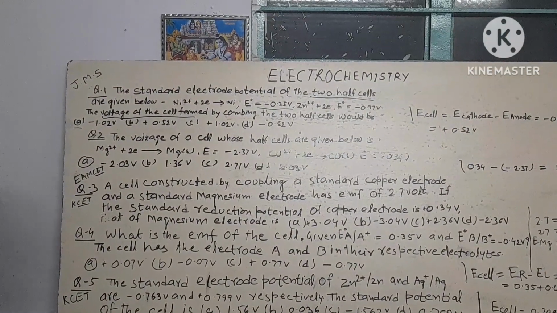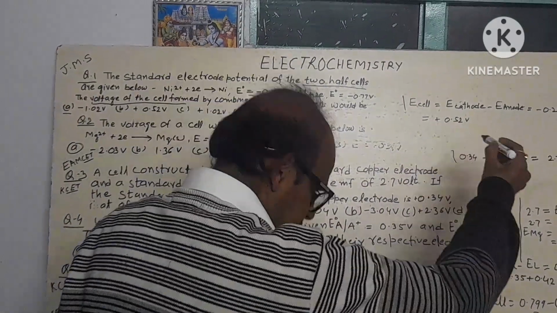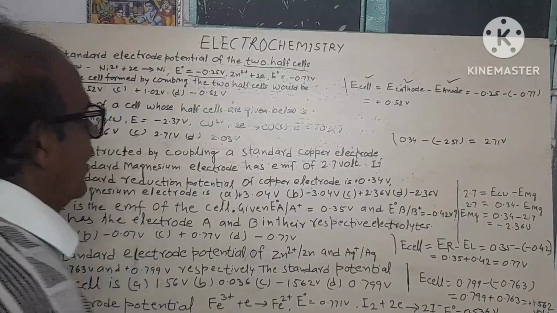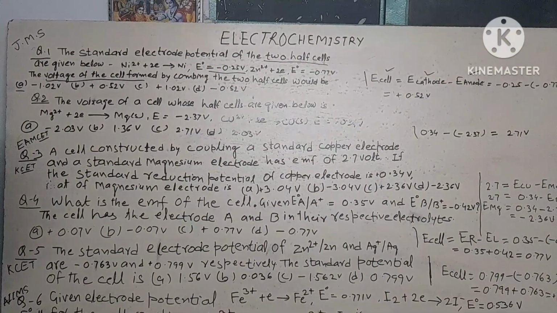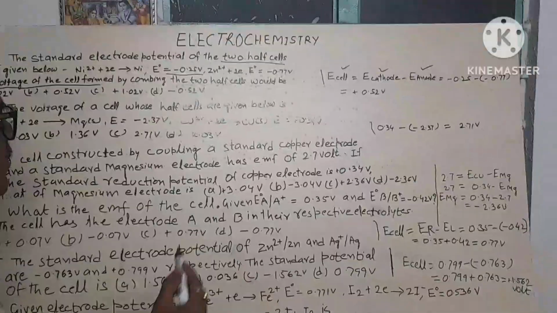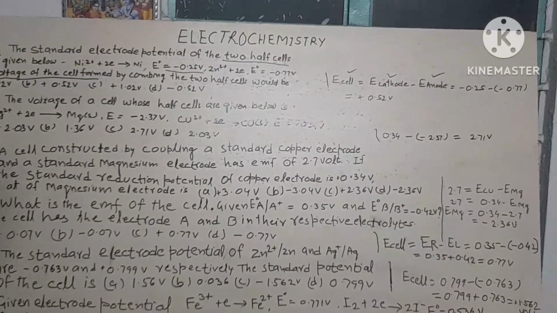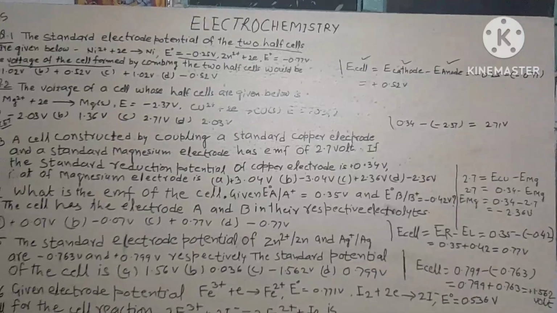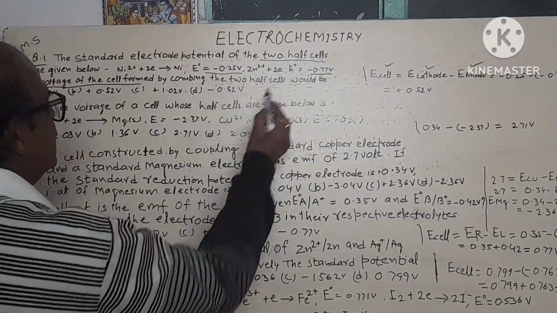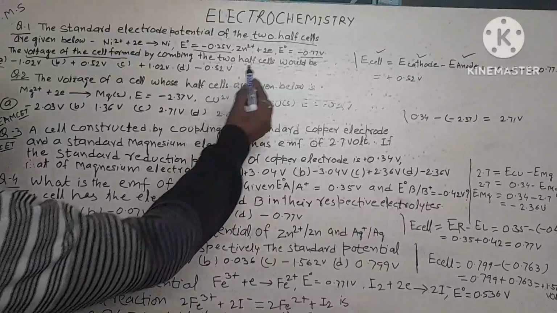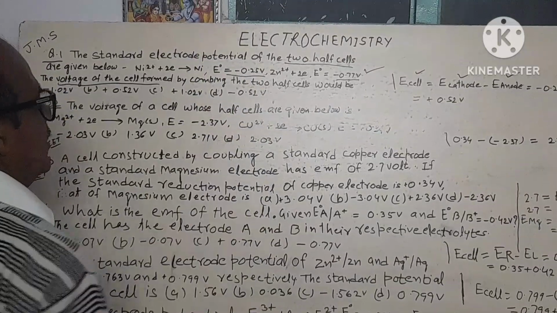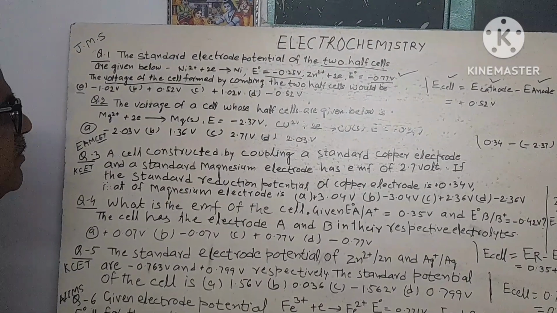It is better to apply the formula E cell is equal to E cathode minus E anode. Last class I also discussed this. In all of today's numericals, you will use the same formula and the same concept. Here, which one is the cathode and which one is the anode? By seeing the value, you can tell. Compare minus 0.25 volt and minus 0.77 volt. Which one is less? This is less and this is more.